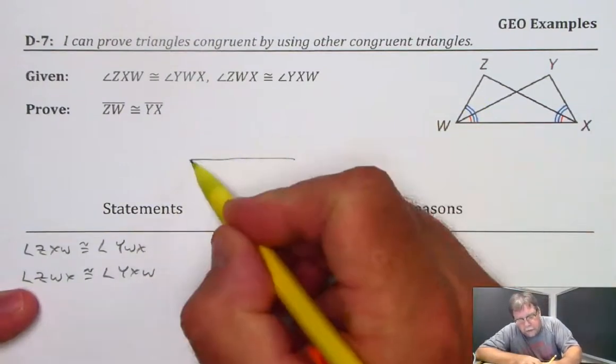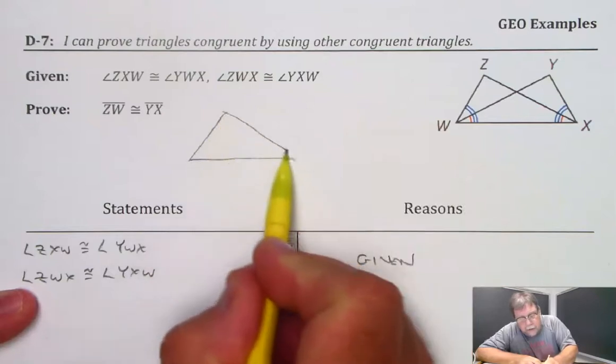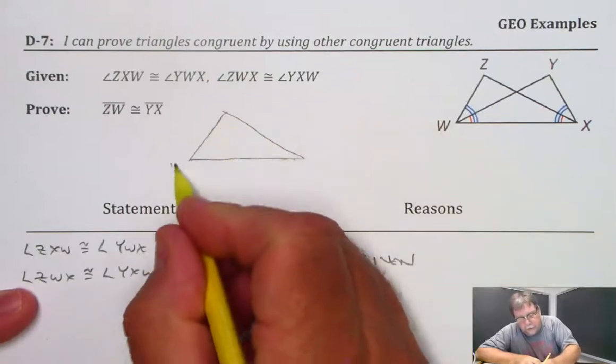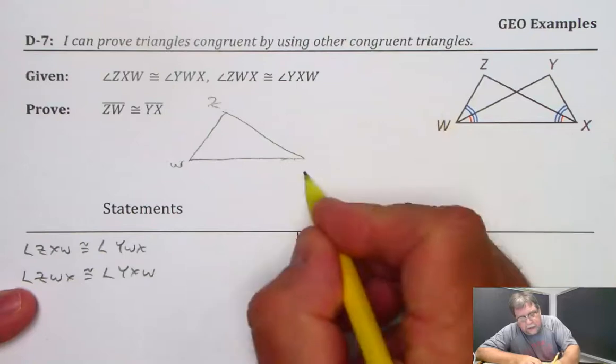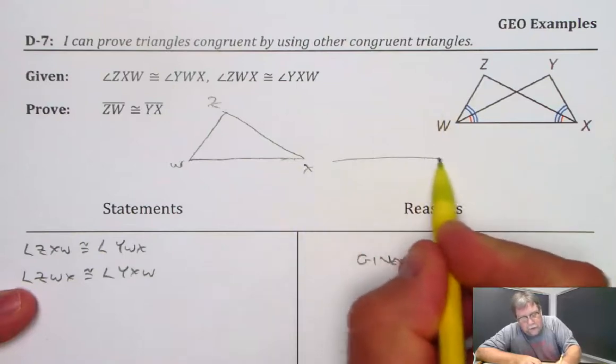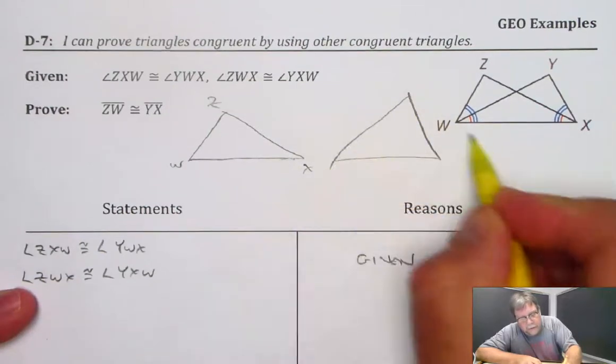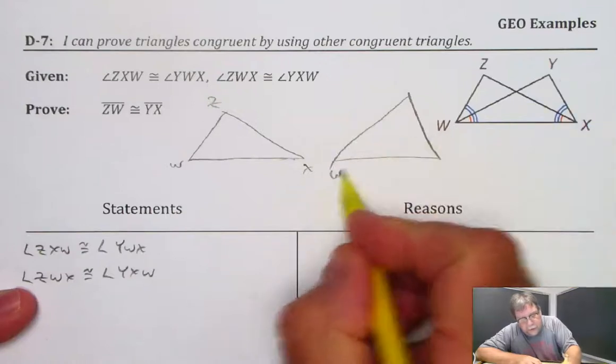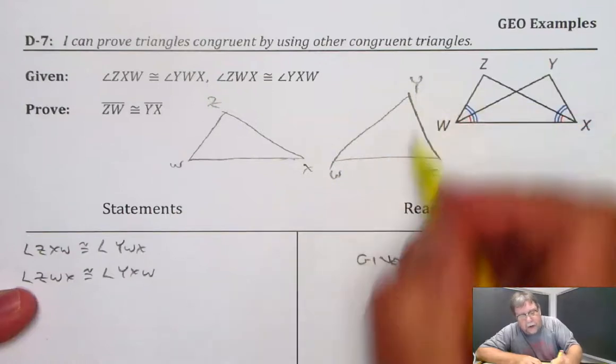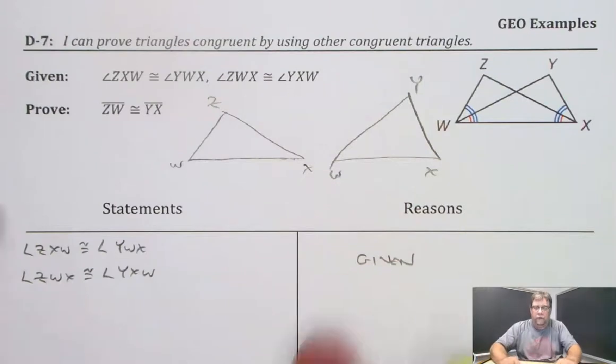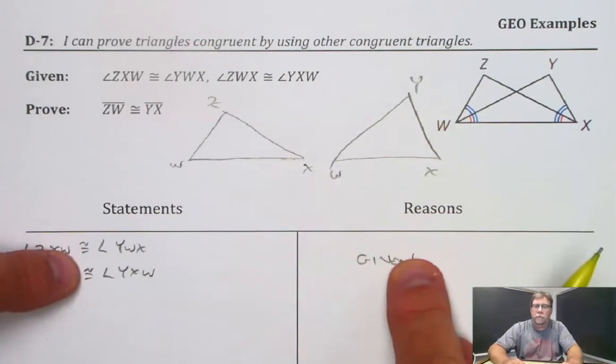I'm just going to redraw them here. So there's one that looks like that. That's W, Z, and X. And then the other one I'll draw over here. That's this one. And this is W, there's X, and there's Y up there. Now, I've already written the given information in the proof.